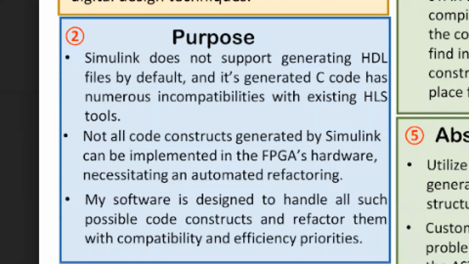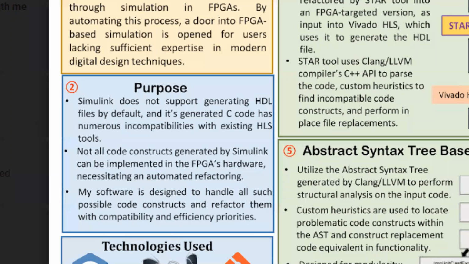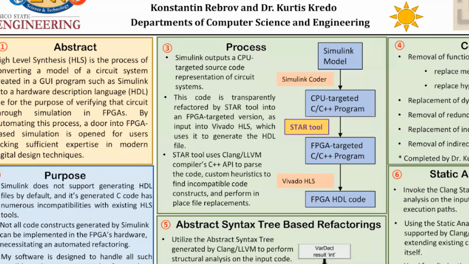So this is the process. On the top, we have a Simulink model. That's what the user creates in their Simulink GUI program. The bluish boxes represent actual data, and the boxes on the left side with the arrows represent the programs that modify that data. The Simulink IDE has a package built in called Simulink Coder, which takes the GUI model and outputs CPU targeted C++ source code, which is a representation of that circuit system.